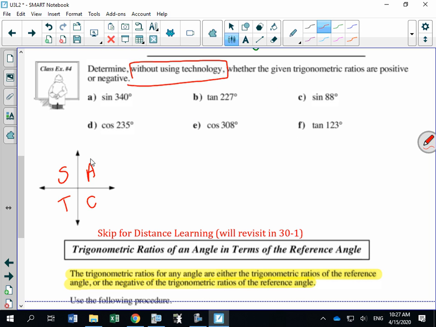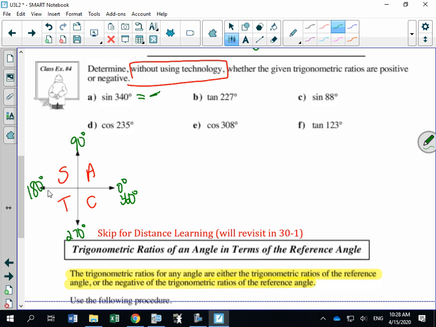Then I'm going to label my quadrants as far as 0 degrees, 90 degrees, 180 degrees, 270 degrees, and back to 360. Where would 340 degrees be? 340 degrees would be between 270 and 360. It would be in this quadrant here. What is the only trig ratio positive in quadrant four? The answer is cosine. So sine will be negative in quadrant four, right?